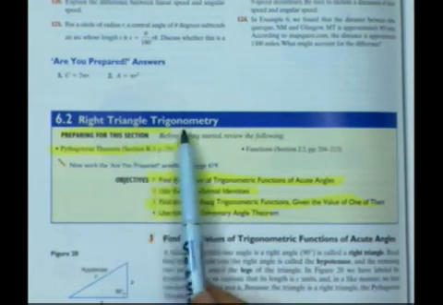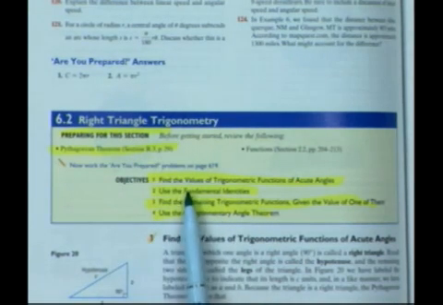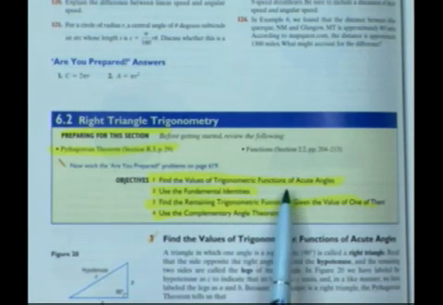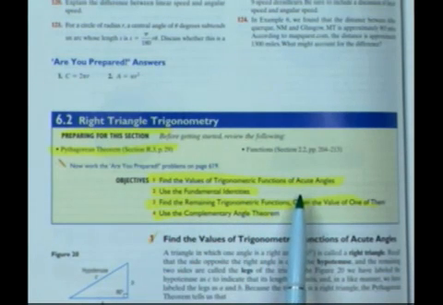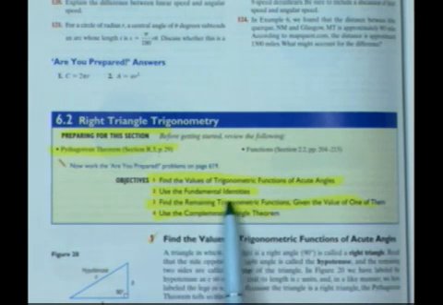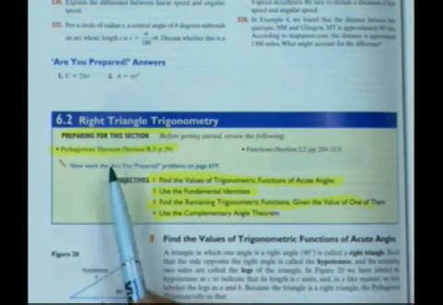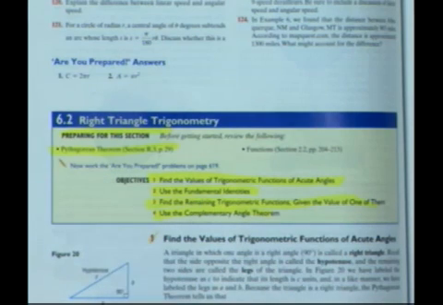We're going to work on right triangle trigonometry, and we want to learn to find the values of the trig functions of an acute angle. What's an acute angle? Less than 90, between 0 and 90. Okay, we've got some identities. Up here, preparing for this section, it talks about the Pythagorean theorem. A squared plus B squared equals C squared. What does that relate to? Right triangles: the legs of a right triangle, A and B, and the hypotenuse is C.